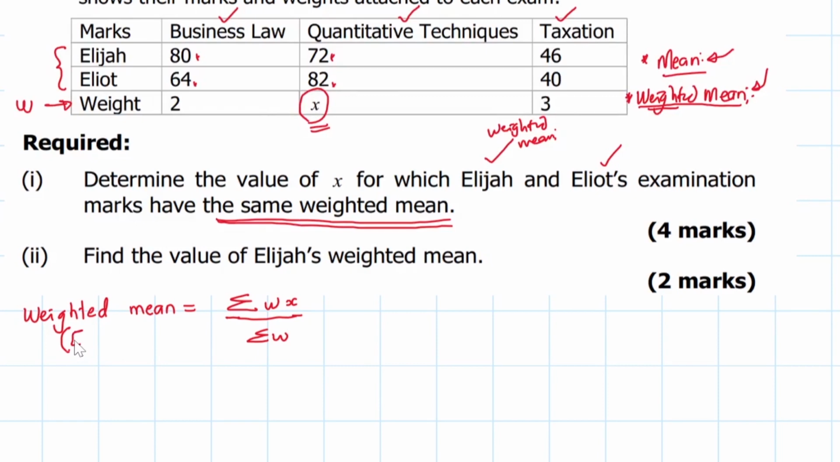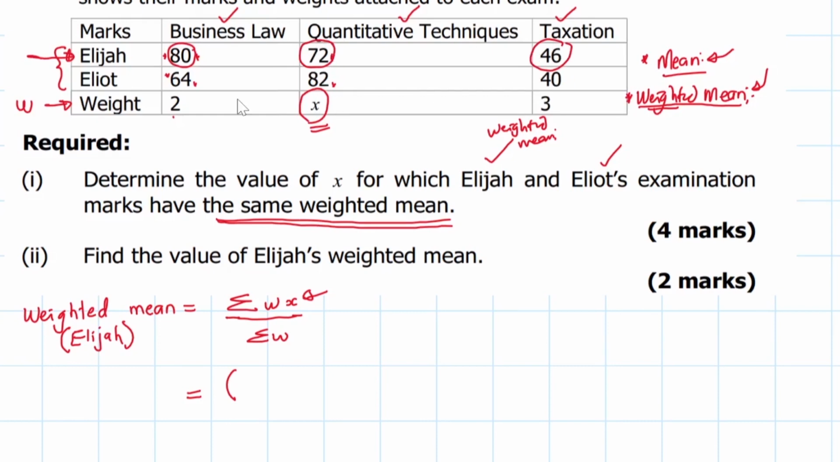So let's get started with the weighted mean. Let's call this one the weighted mean for Elijah. The weighted mean for Elijah is the summation of the weight times x. The x here is the variable, and the variable in this case are the marks, because we are looking at marks of each of these people. We remember we're looking for Elijah, so these are the values of x we are going to be looking at for Elijah.